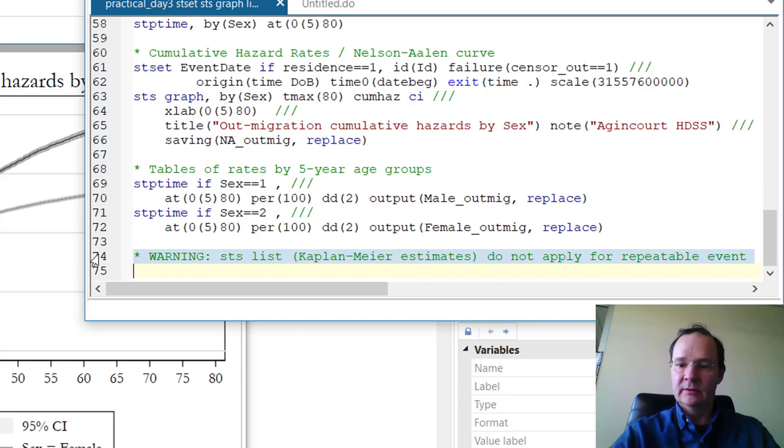The take-home message here is that you have to be careful with descriptive analysis when considering first event or repeatable event. You have to remember that Kaplan-Meier estimates, although they can be computed by Stata for repeatable events, have no meaning for repeatable events. They should never be produced for repeatable events.